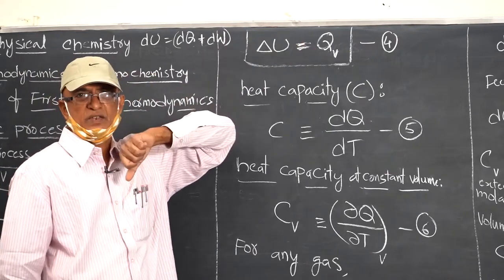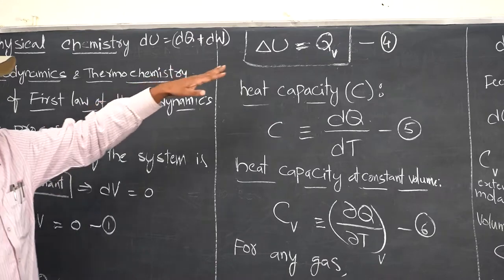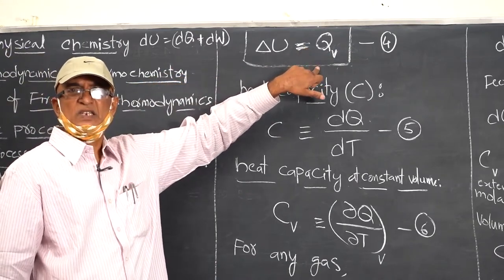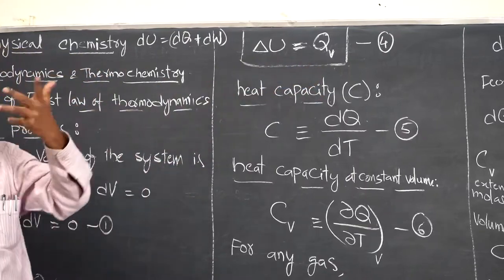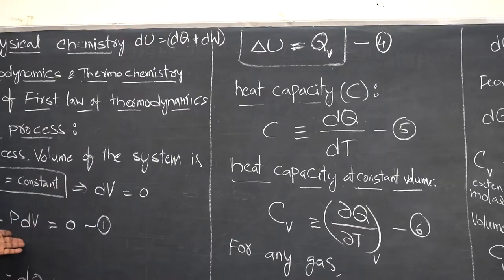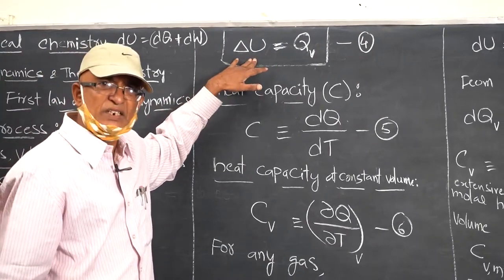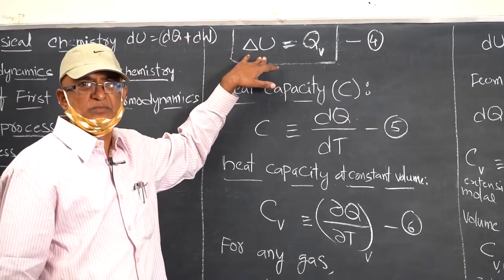What is the meaning of this equation? The amount of heat added to the system at constant volume in this process always results in internal energy changes of the system, because here no work is done. So, whatever amount of heat is added, it is just changing the internal energy of the system.